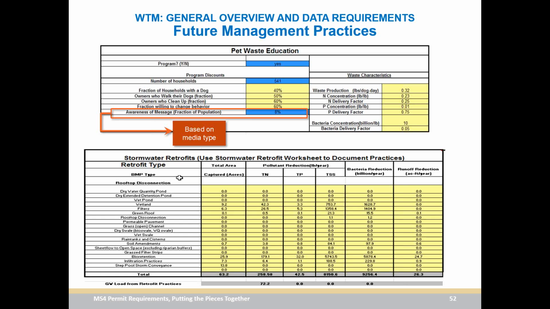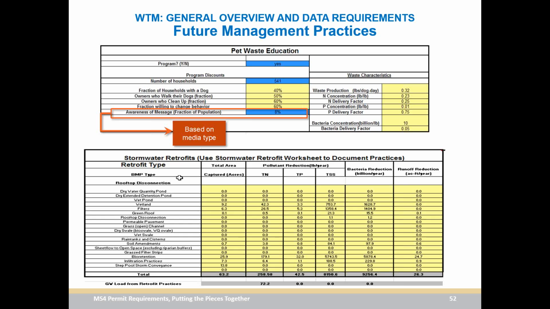It's based on the media type. For example, in pet waste education, it's based on the media type. You have the opportunity to use anything from newspapers to pamphlets to workshops, and depending on what method you use to provide outreach, it changes the amount of assumed pollutant reduction that you may contribute to.